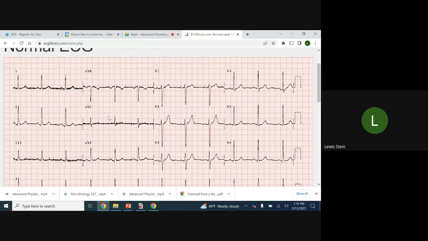And when you created the 12 leads, the limb leads were 1, 2, 3, AVR, AVL, and AVF. Those were the three leads. And then you had the other six, V1 all the way through V6, which are called, and you'll see the illustration, precordial leads, where you put an additional sensor over certain target areas, like valve areas or the point of maximum impact, and that's a 12 lead EKG.